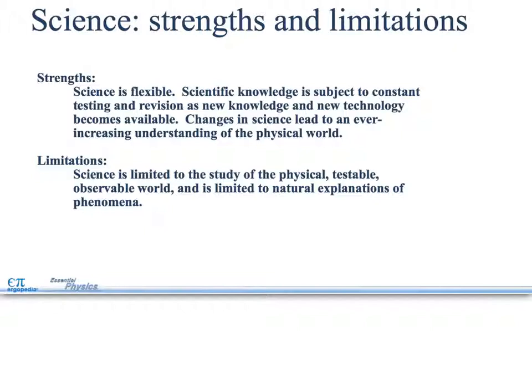The limitations. Science is limited to the study of the physical, testable, observable world. It is limited to the natural explanations of phenomena. There are a lot of things out there that we cannot test. One of the things out there in science right now is string theory. Well, string theory is not testable. So we can't really put it in part of science right now because there is no test for it. So that's one of the limitations of science right now.